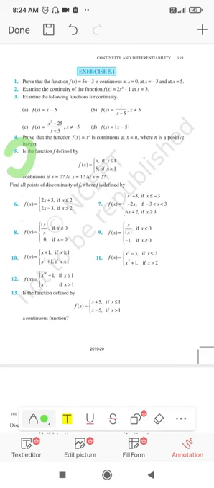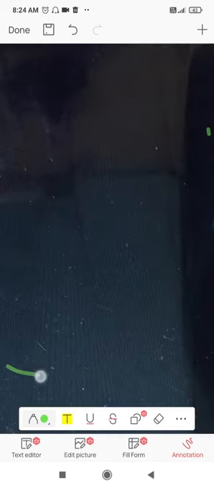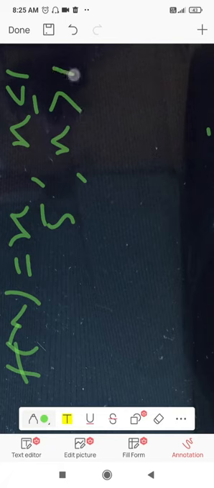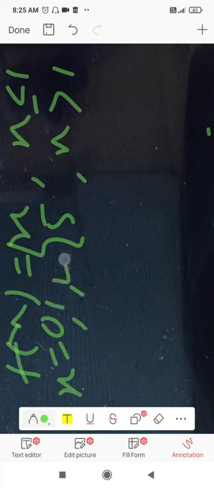And here the function is like this. Okay, there is a condition. When x is less than or equal to 1, then we have to write x. When x is more than 1, then we have to write 5. Given function is f(x) equal to x when x is less than or equal to 1, and 5 when x is greater than 1. This is the function, and we need to check at x equal to 0, at x equal to 1, at x equal to 2.